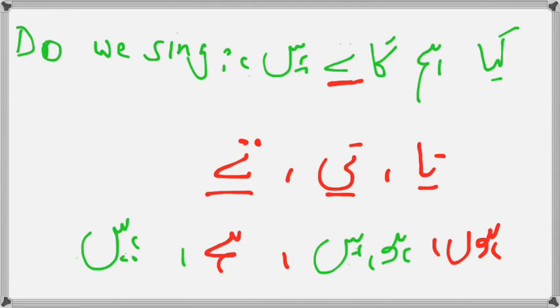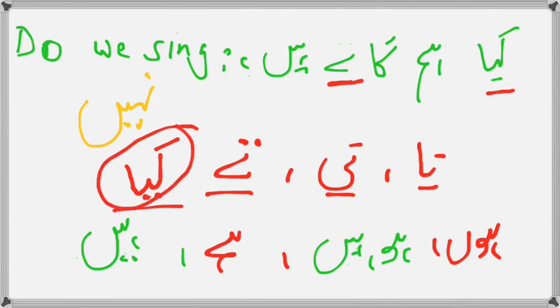For negative sentences we just add नहीं. वो नहीं गाता है, तुम नहीं गाते हो, मैं नहीं गाता हूं. And for interrogative sentences we add क्या at the beginning of the sentence.